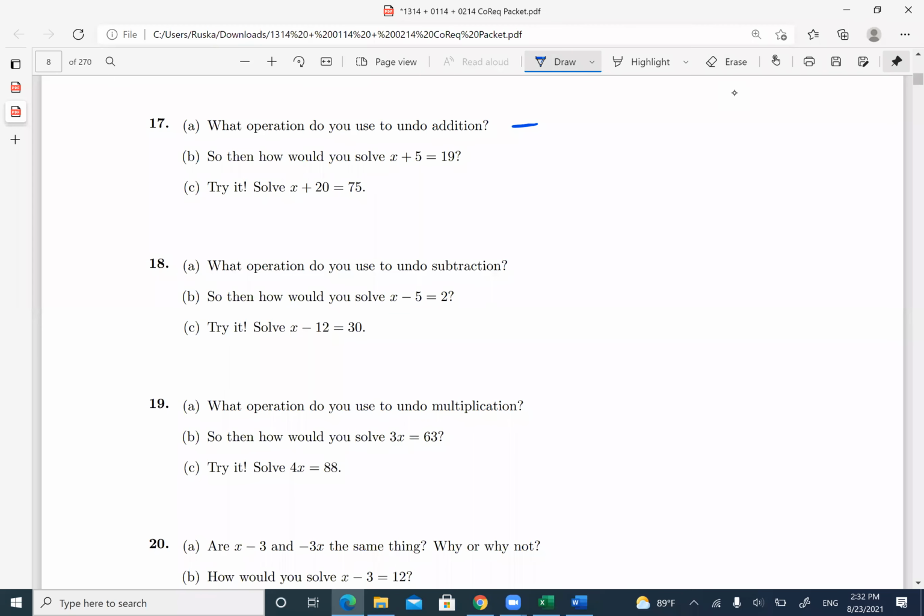How do you solve this problem? X plus 5 equals 19. We're gonna subtract 5 on both sides. That's how you're gonna solve it. And the next one the same way. You have X plus 20 equals 75. You're gonna subtract 20 on both sides. That's how you solve these equations. When you have X plus a number, you subtract it. And it's gonna give me X equals 75 minus 20, which is 55.